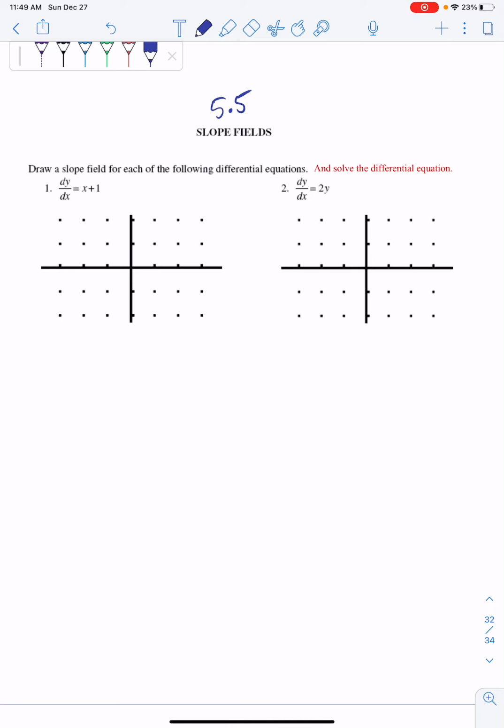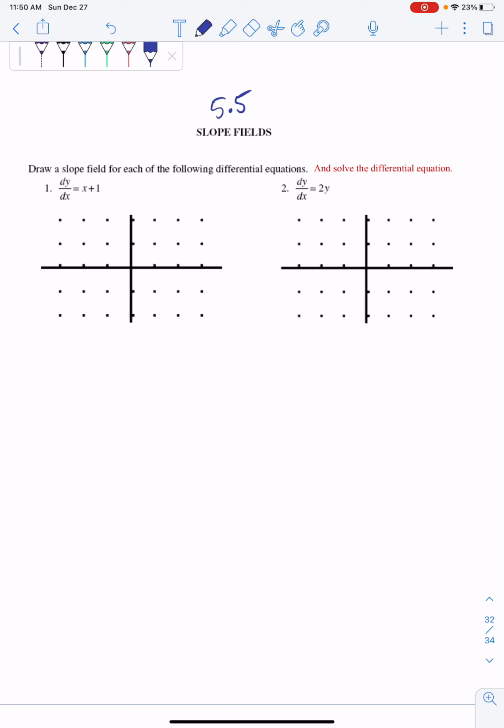So a slope field looks like a graph, it looks like a diagram, and it's showing you what the slopes look like at different points on the original function, okay? So you've seen these already. We've looked at slope fields a little bit. But what we're going to do to start with is draw a slope field.